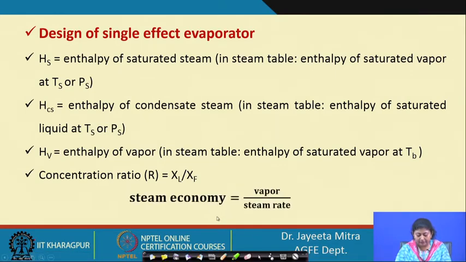Now, steam economy, that is how much steam we have utilized and what amount of vapor we have generated. Okay. That means we have evaporated that much water from the liquid. Okay. So, economy or effectiveness we always calculate based on what we are getting divided by what we have given to the system, or what is the input to the system. Okay. So, the vapor that is being evaporated from the liquid stream divided by the rate of steam that we have entered into the evaporator will give us the steam economy of the evaporator.